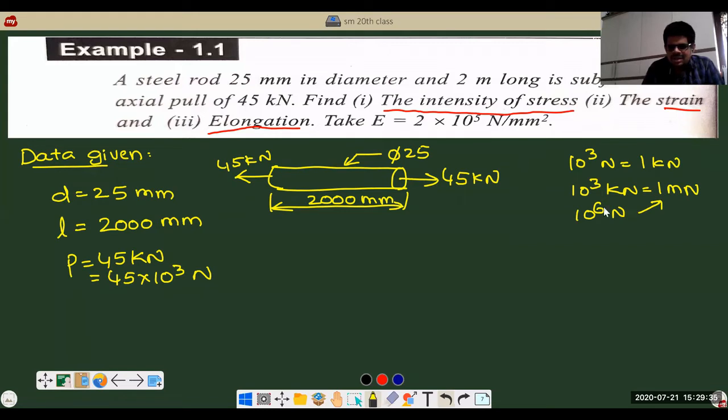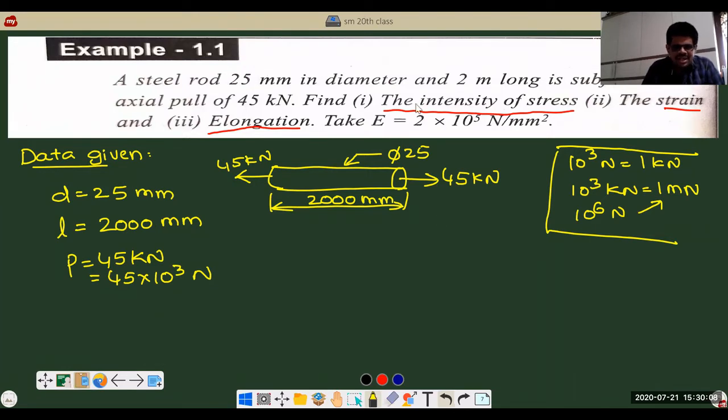Right. So these are the important conversions that you have to remember. 10 cube and 1000 newtons means it is 1 kilonewton. Similarly, 1000 kilonewtons is equal to 1 meganewton, or this 1000 and this 1000. So total 10 to the power of 6 newtons is equal to 1 meganewton. Right. So that's why I have converted this kilonewtons into newtons here. So 1 kilonewton is equal to 10 cube newtons. That's why I have multiplied this value into 10 cubes. So that's why this is 45 into 10 to the power of 3 newtons.